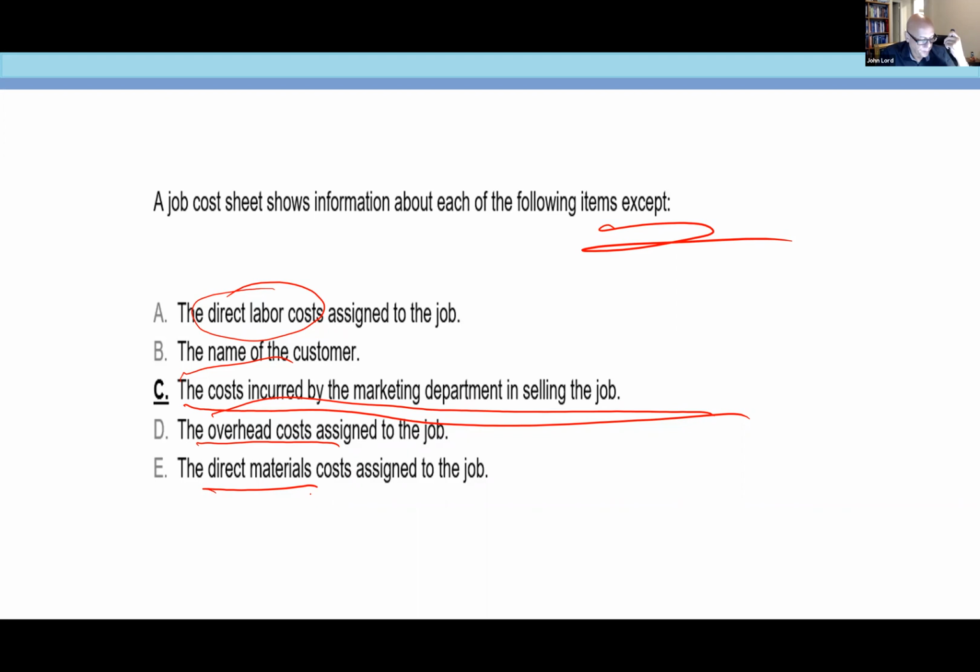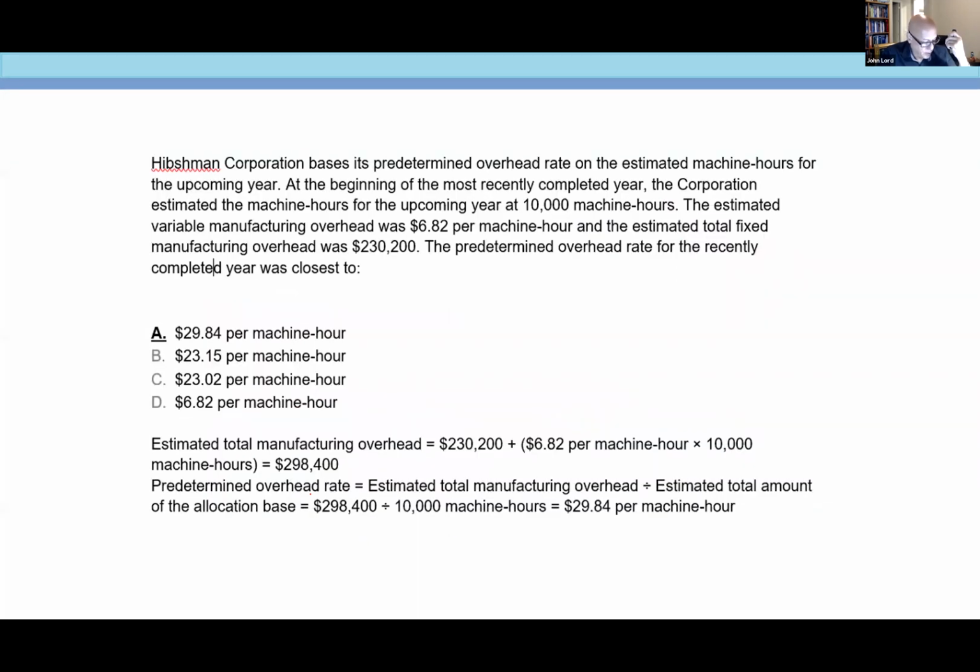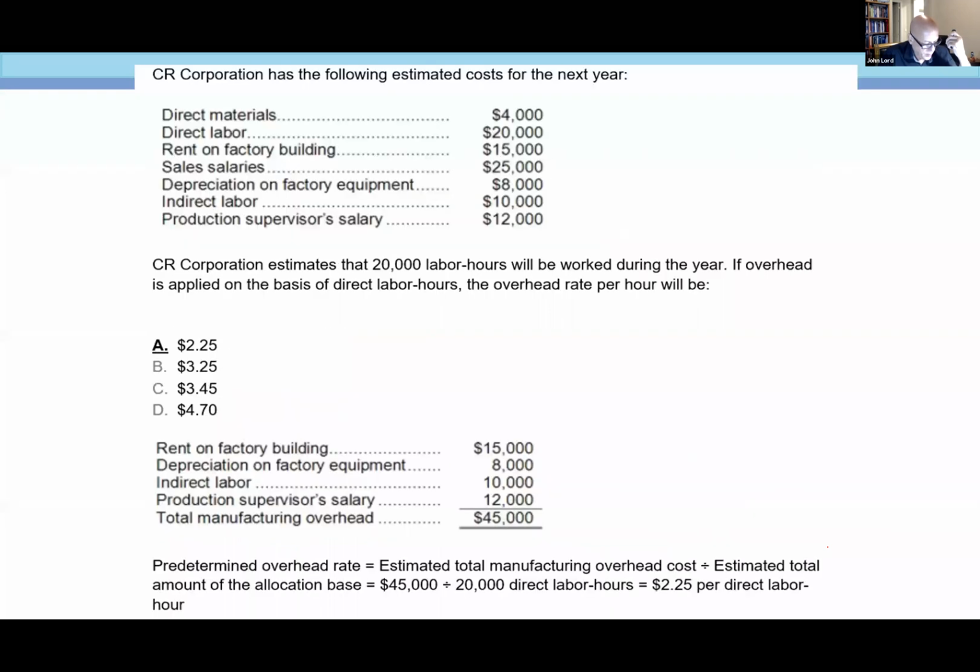Question? You already saw this one. This one's a little easier because it gives you the workings down here, okay? But you saw it without that and you still got it right. Okay, good. Let's try this one.